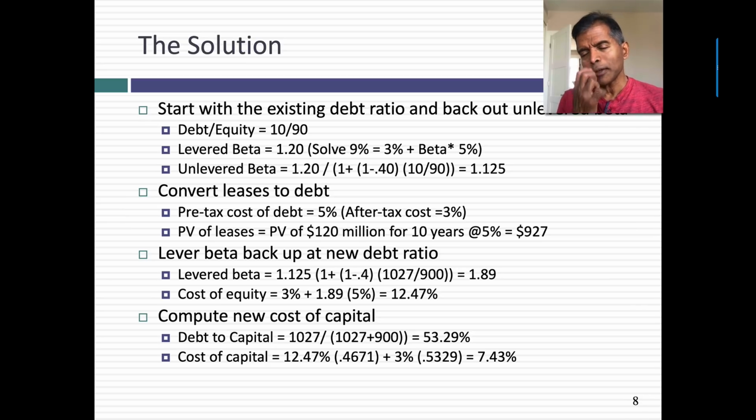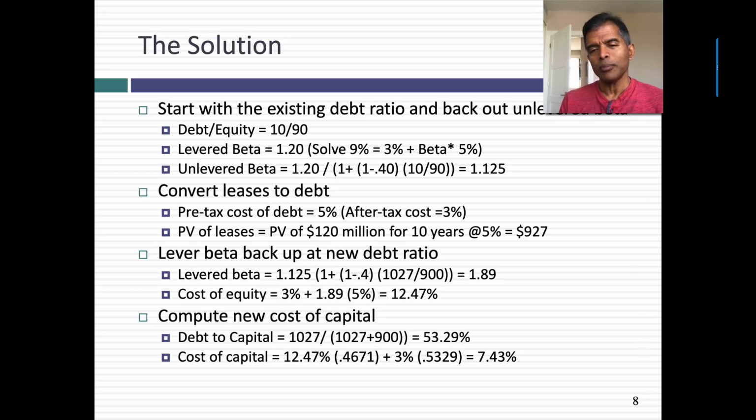So here's what I start with. I start with the existing debt ratio, the wrong debt ratio, which is $10 of debt for every $90 of equity, which gives me a debt to equity of 10 over 90. I unlever first. I solve for the existing beta. The existing beta I solve for because I've given you a cost of equity. And with the risk-free rate and equity risk premium I gave you, the beta that you solve for works out to be 1.20.